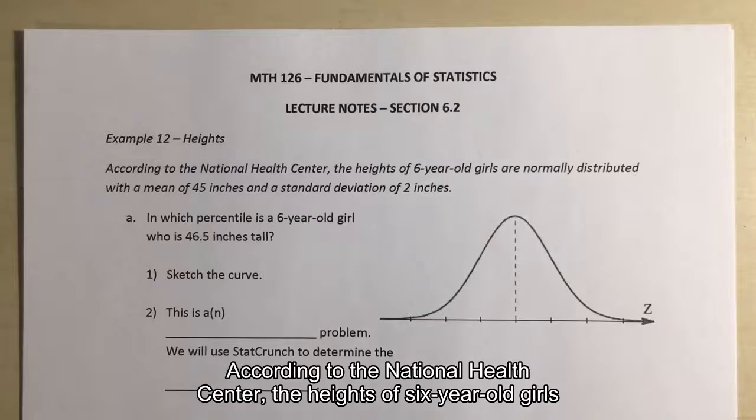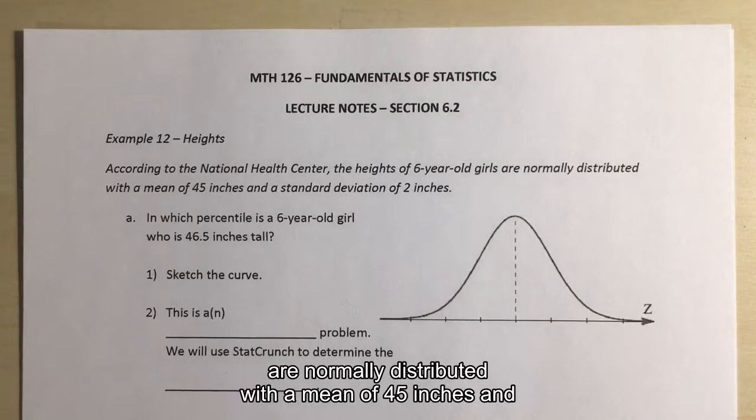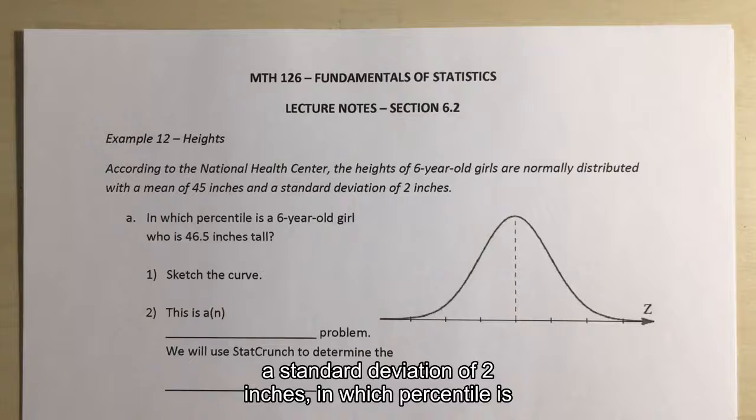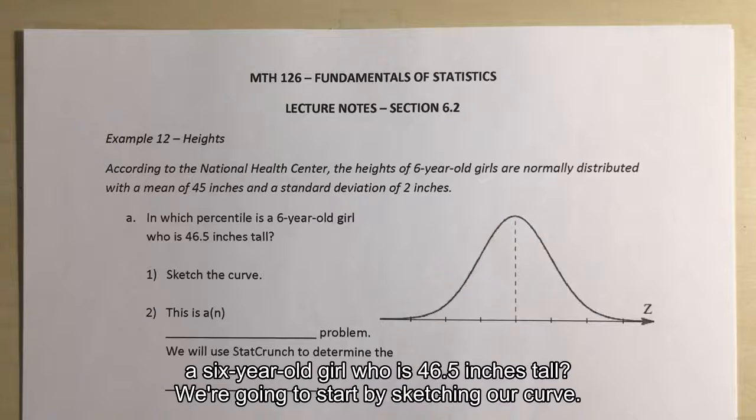According to the National Health Center, the heights of 6-year-old girls are normally distributed with a mean of 45 inches and a standard deviation of 2 inches. In which percentile is a 6-year-old girl who is 46.5 inches tall?